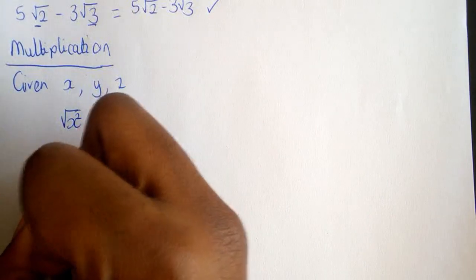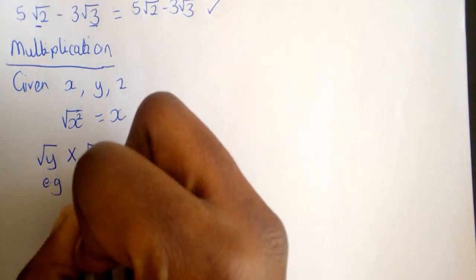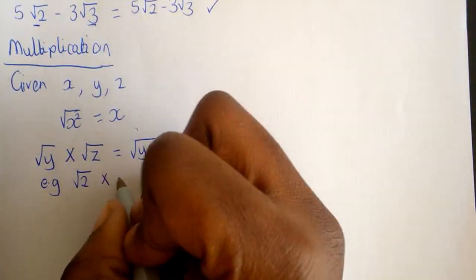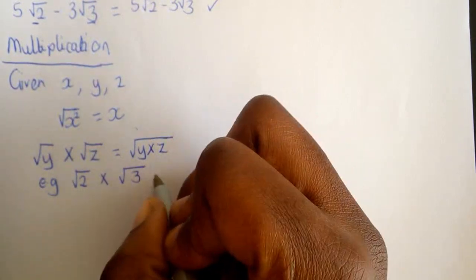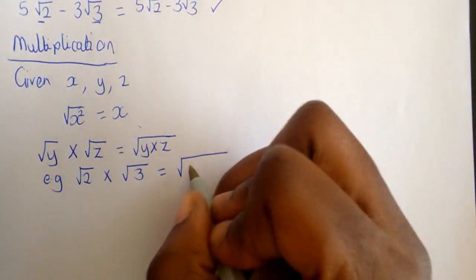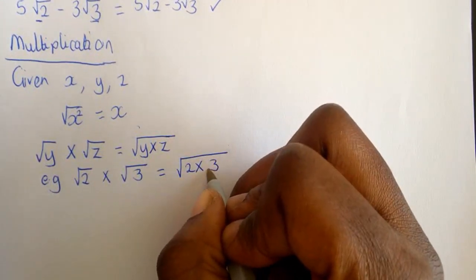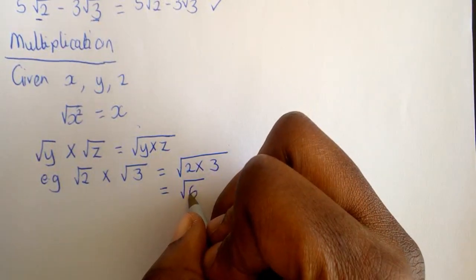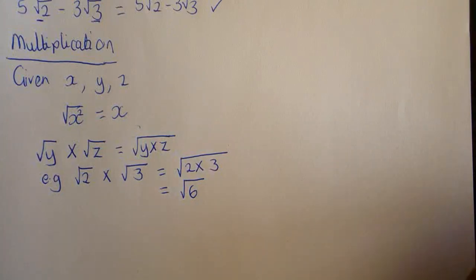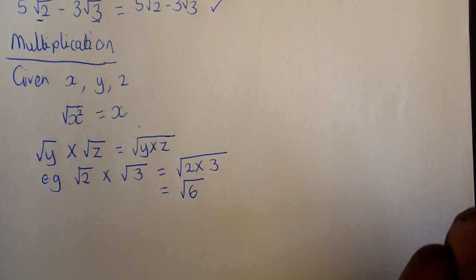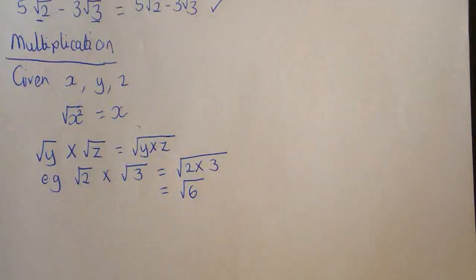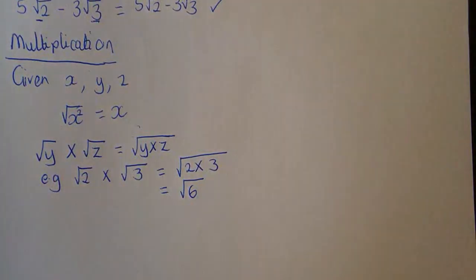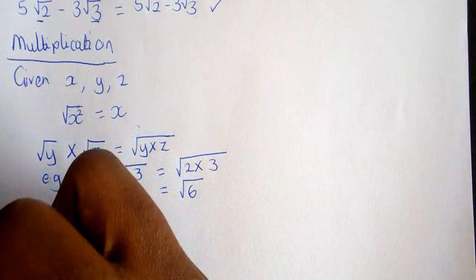For example, e.g. the square root of 2 times the square root of 3 is equal to the square root of 2 times 3, which is equal to the square root of 6. Right? This is very simple. Now let us work out an example of simplifying surds.